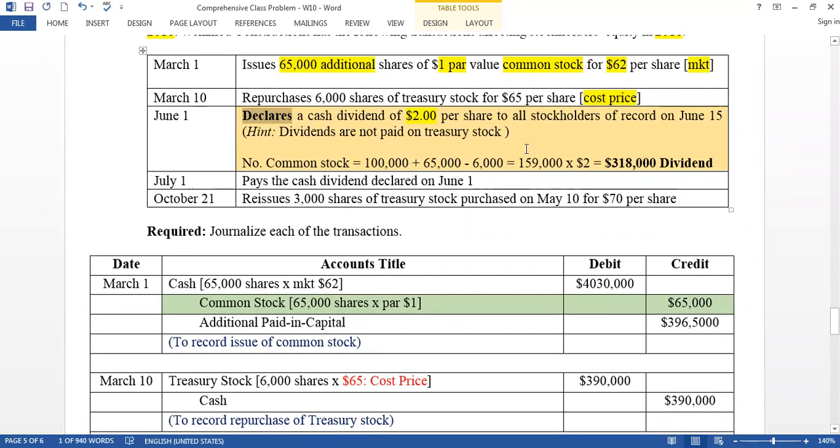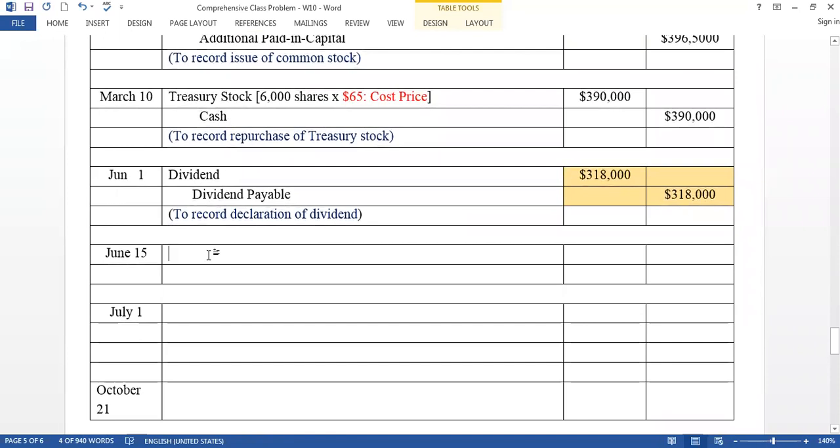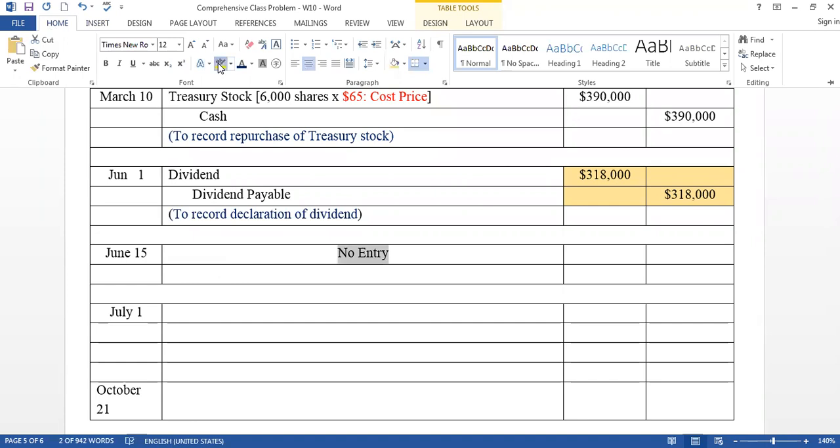Then we have a record date. Record date is June 15. And I told you that if you want to get full marks, for the record date you have to write no entry. So this is for those who want to get full marks: no entry.